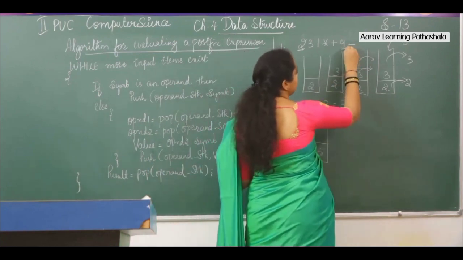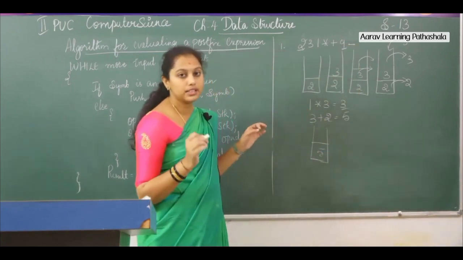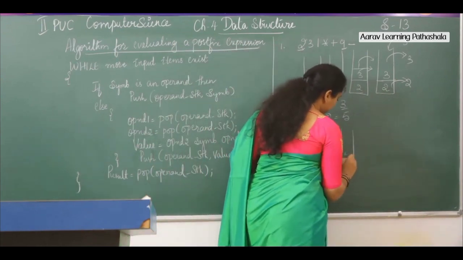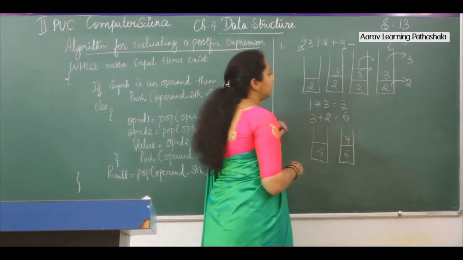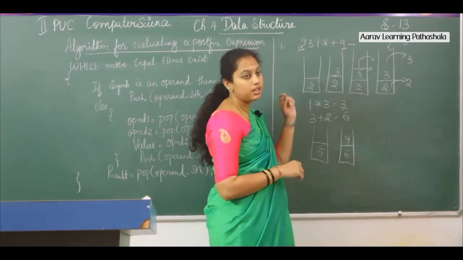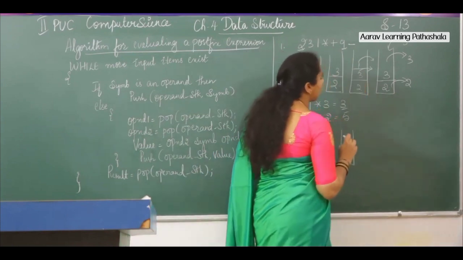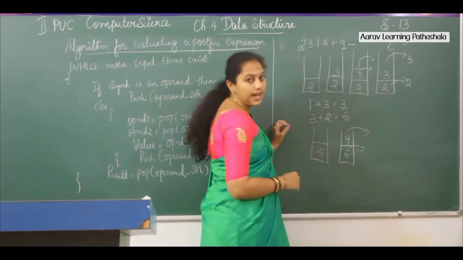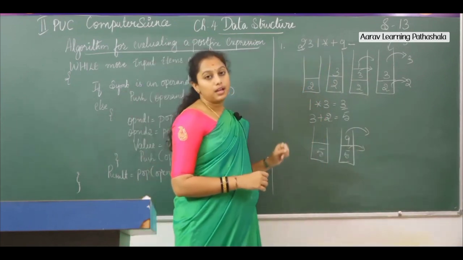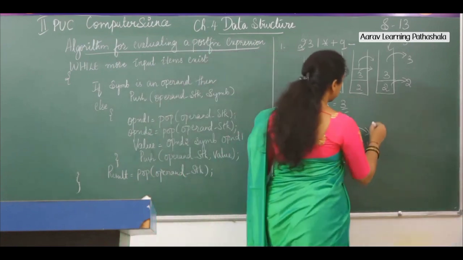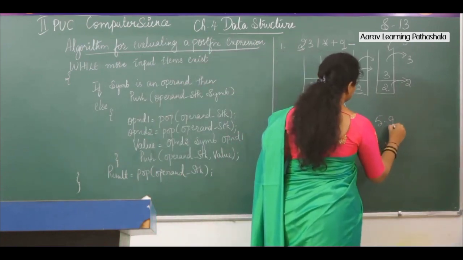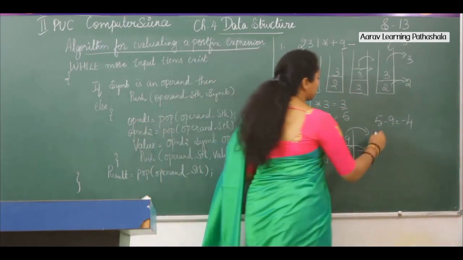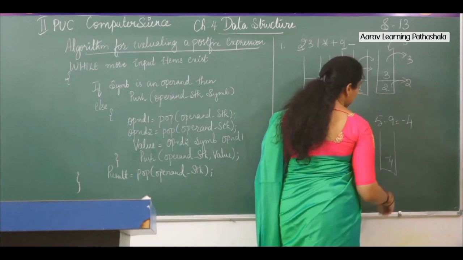Next, scan the next element. The next element is an operand, that is 9. I am going to push it into the stack. 5, 9. Next, scan the next element in the expression, that is minus. So what we have to do, we have to pop out the two operands from the stack to perform subtraction. So that is 5 minus 9, that is minus 4. Minus 4 is the result.